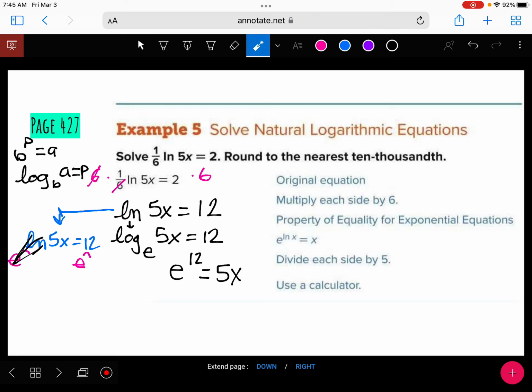E to the 12th is a funky looking number, but that's all it is. So I want you to think, how do I get x by itself? Divide by 5. So technically, our answer is e to the 12th divided by 5. That is our most accurate answer. Practicality-wise, it makes sense to put it in the calculator.